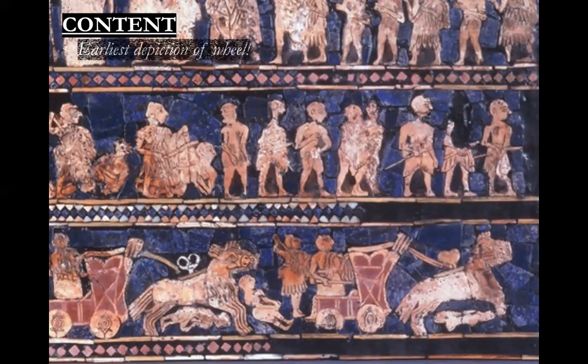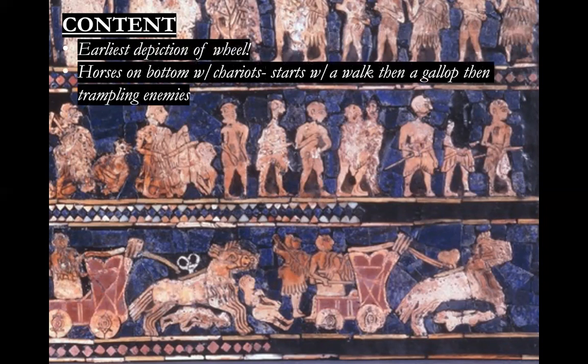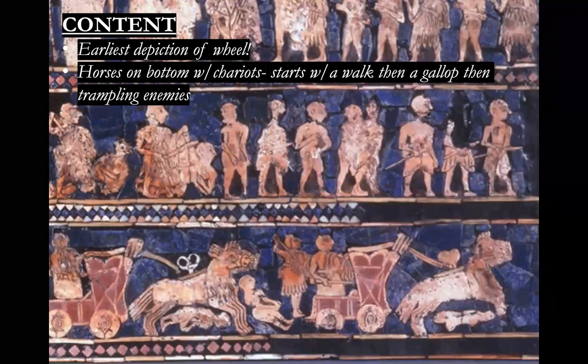And then the bottom, or also on the top, but this is the earliest depiction of a wheel. The horses on the bottom have chariots, and it starts with a walk, and then they start to gallop, and then in the end, like right here, we're trampling the enemies.